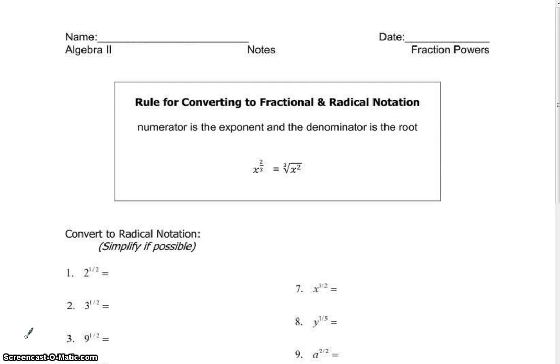This is for Algebra 2, and we're going to talk about fraction powers today. The rule for converting to fractional and radical notation: the numerator is the exponent and the denominator is the root. In other words, if you have anything with a fraction for your exponent, you're going to have to rewrite it as a root. The numerator stays a numerator, it stays an exponent, and the denominator tells what root you're talking about. So in this example that they had, x to the 2/3 became the cubed root of x squared.